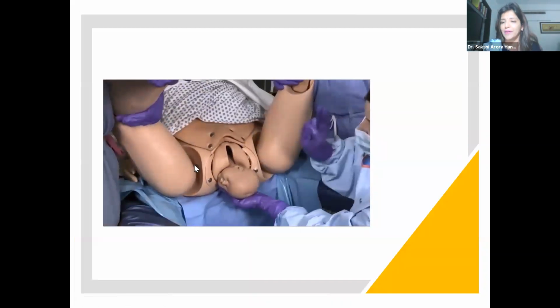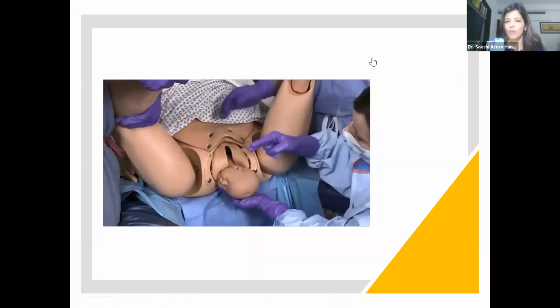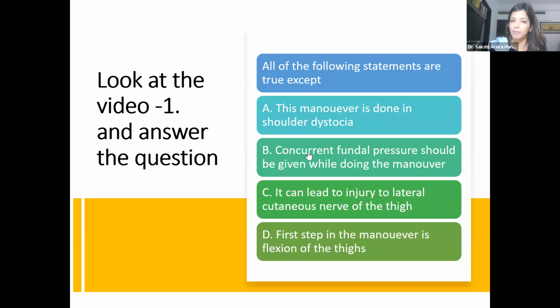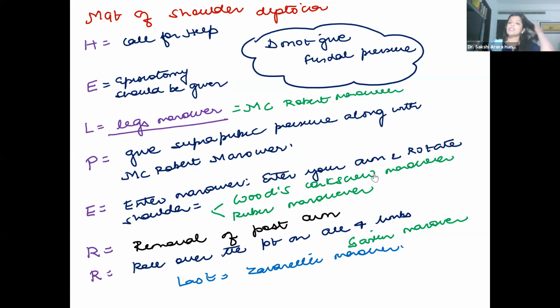You can see over here. So please do not go by what I said. Please remember the answer is B, right? You don't have to give fundal pressure. You have to give suprapubic pressure, right? So in shoulder dystocia, H stands for call for help. E stands for episiotomy should be given. Do not give fundal pressure.